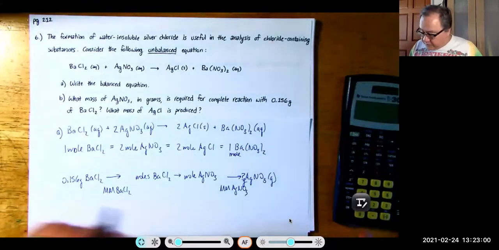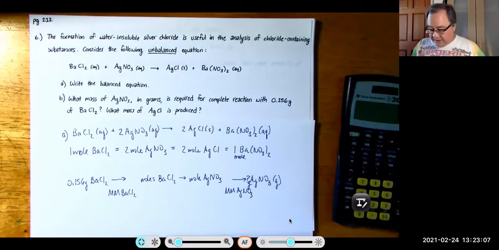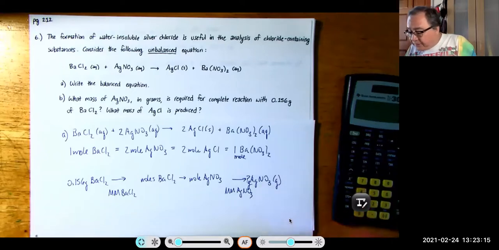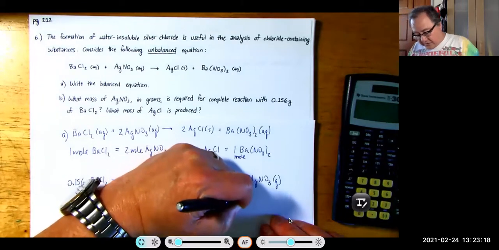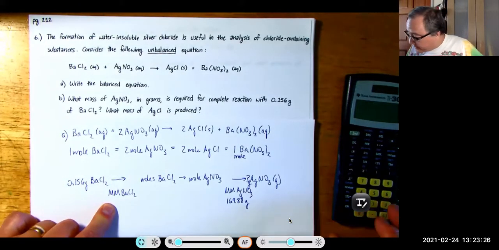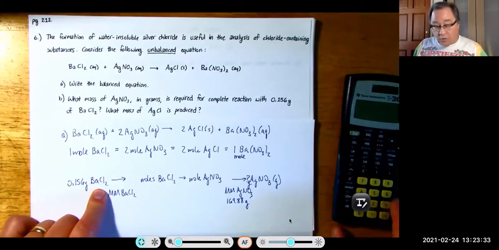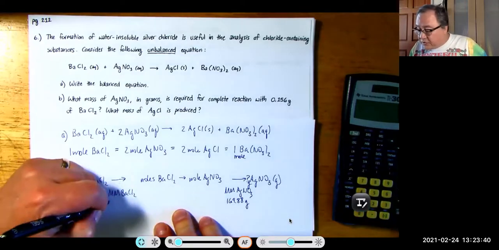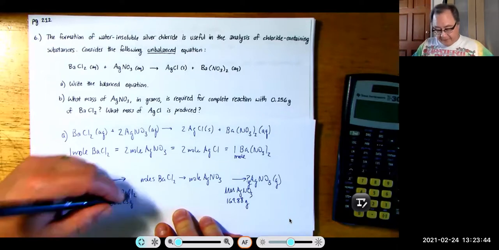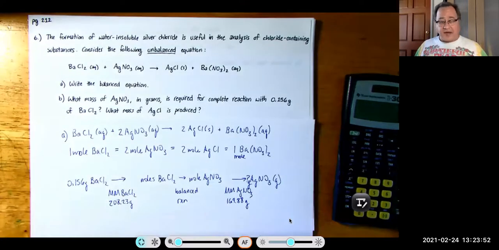So for silver nitrate, silver is 107.87. Make sure I get that right. Yep. Nitrogen is 14.01, and 3 oxygens is 48. So this is 169.88 grams. And for barium chloride, barium is 137.33, add to that 2 chlorines, which would be 35.45 plus 35.45. So this comes out to be 208.23 grams. And here we just need the balanced reaction, and really the coefficients from the balanced reaction.